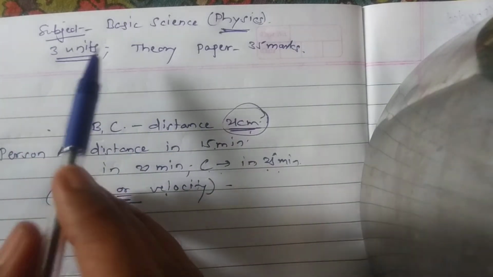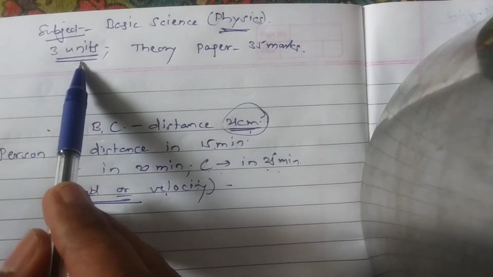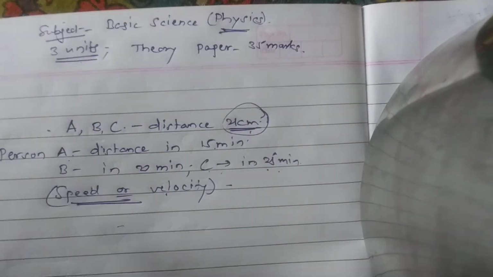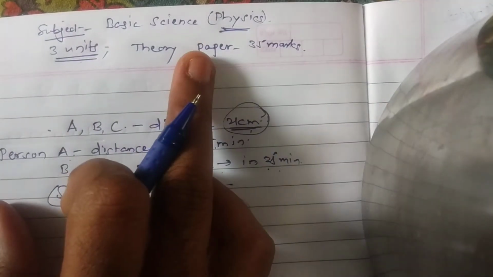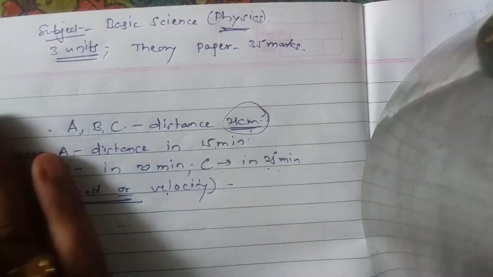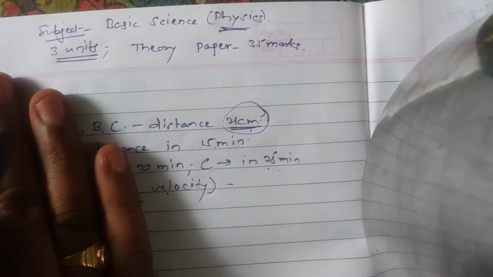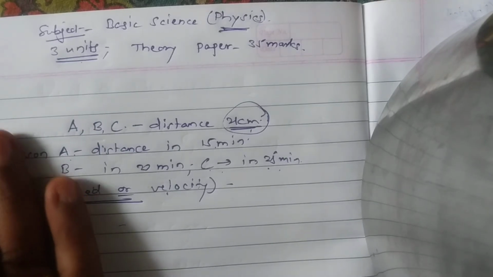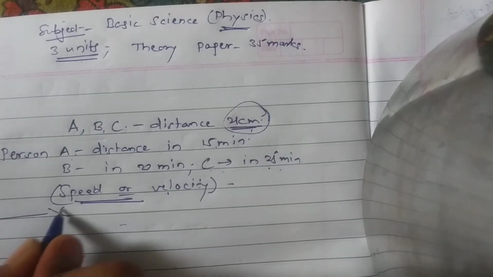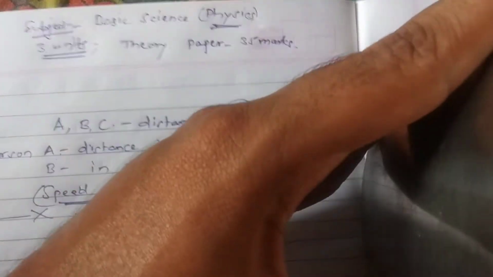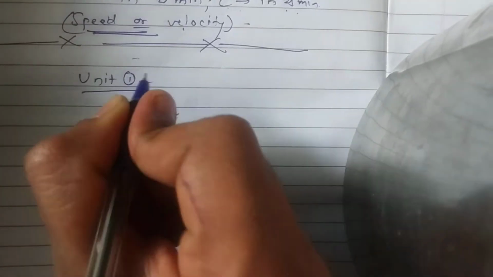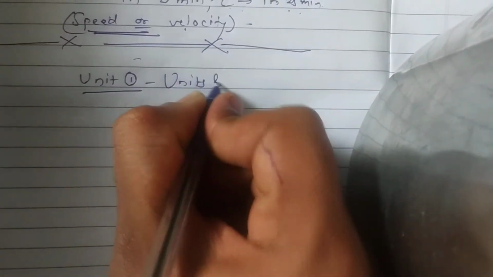As I said earlier, you have 3 units of physics and 3 units of chemistry. This is an objective paper, and chemistry also is going to be an objective paper, so it is very similar. Let me now start with what this curriculum is all about and what we are going to deal with. The first unit that we are going to deal with here is units and measurements.